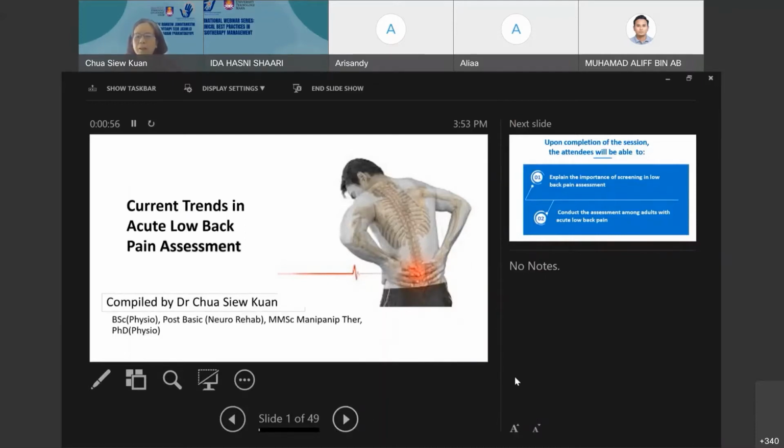Okay, so today I will share with you the current trends. This is not a workshop, I will just share with you the current trends for acute low back pain.